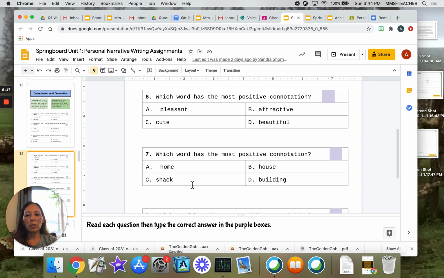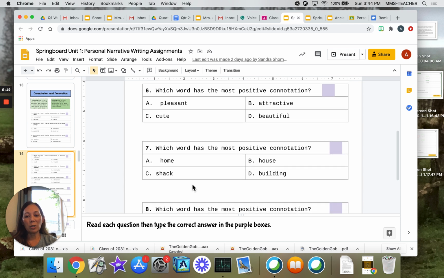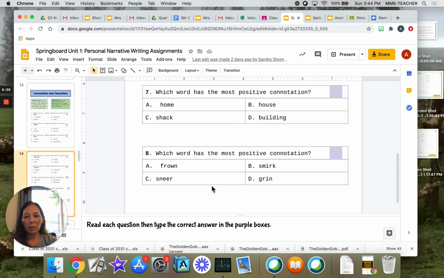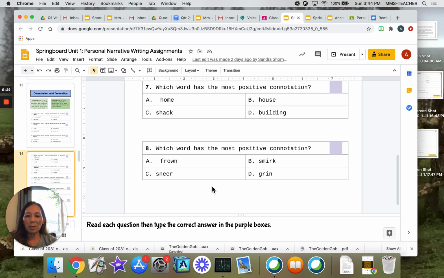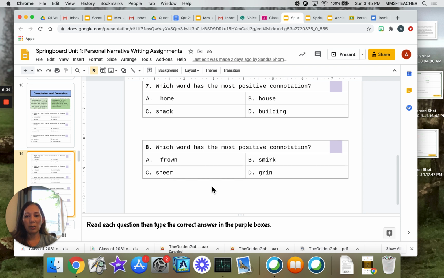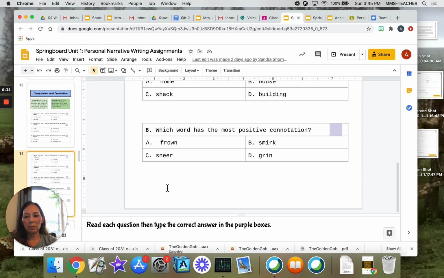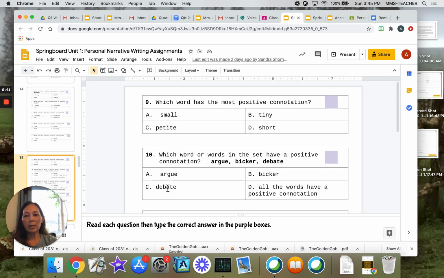Number 7. Which word has the most positive connotation? A, home, B, house, C, shack, D, building. Number 8. Which word has the most positive connotation? A, frown, B, smirk, C, sneer, D, grin. Okay, number 9. Which word has the most positive connotation? A, small, B, tiny, C, petite, D, short.